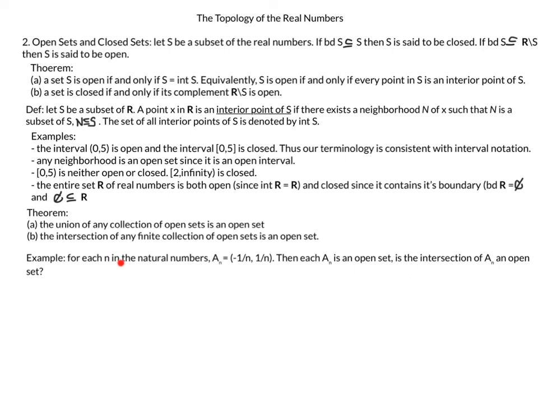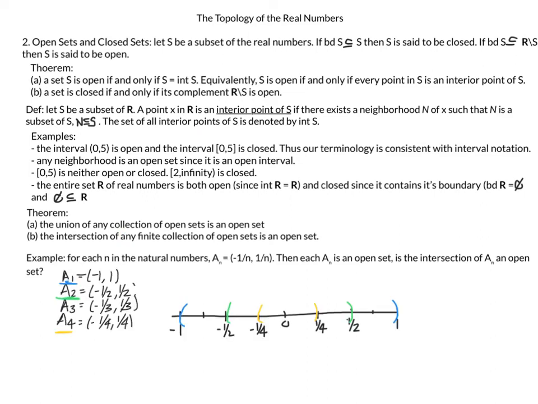Our next example: for each n in the natural numbers, we're going to consider the set A sub n that goes from -1/n to 1/n. Then each A sub n is an open set, and by our theorem, the union will be an open set. But now what we want to know is, is the intersection an open set? The theorem does not apply, because that's only for a finite collection of open sets.